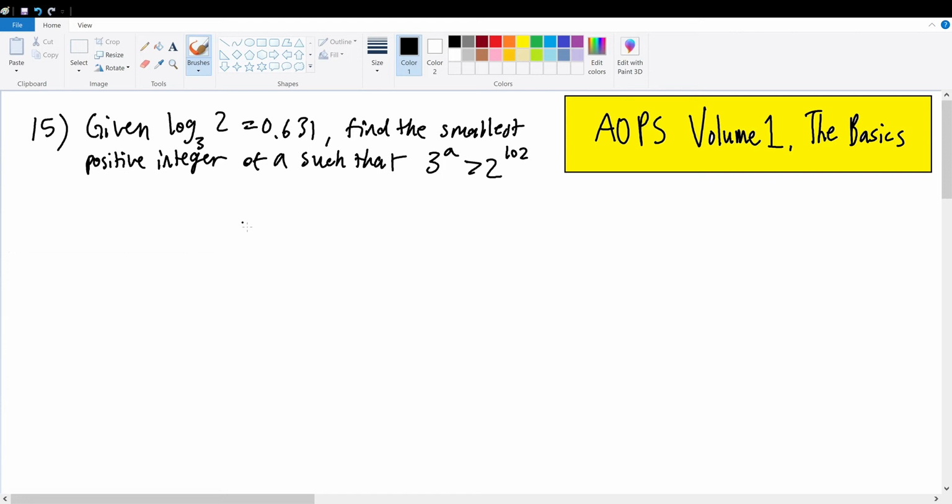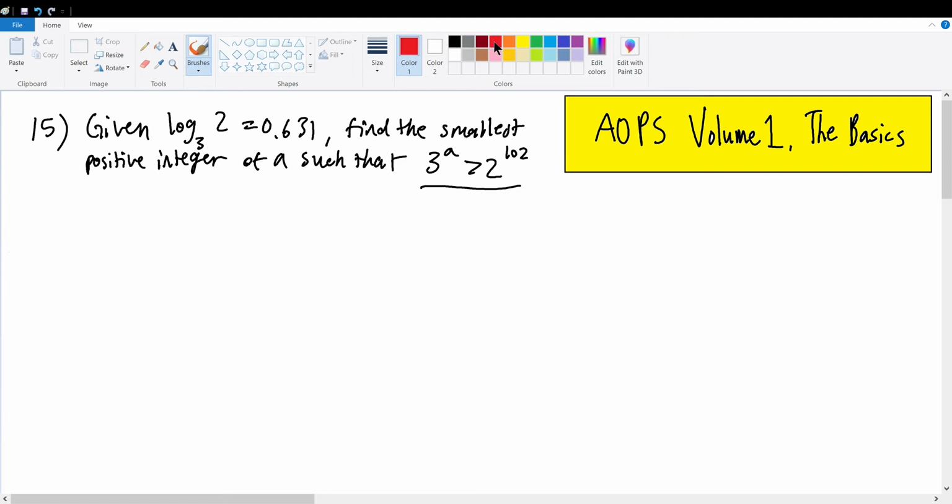And once we're dealing with word problems like these, where the problem gives us some information to use, in 99.99% of cases we should utilize the information given to solve the issue we're trying to solve for. So in this case, we're trying to find the smallest integer a such that 3 to the a power is greater than 2 to the 102 power. So let's try to utilize log base 3 of 2 in order to solve this inequality.